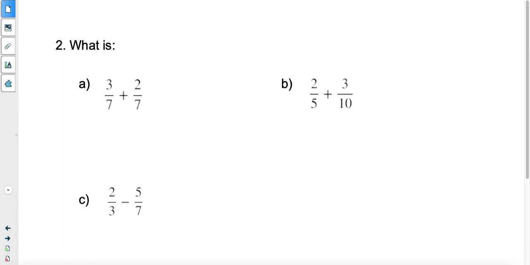Let's take a look at some more examples here. 3 over 7 plus 2 over 7. In this example, my denominators are the same. So what can I do? All I need to do is just add my numerators together. 3 plus 2, that gives me 5. So 3 over 7 plus 2 over 7 gives me 5 over 7.